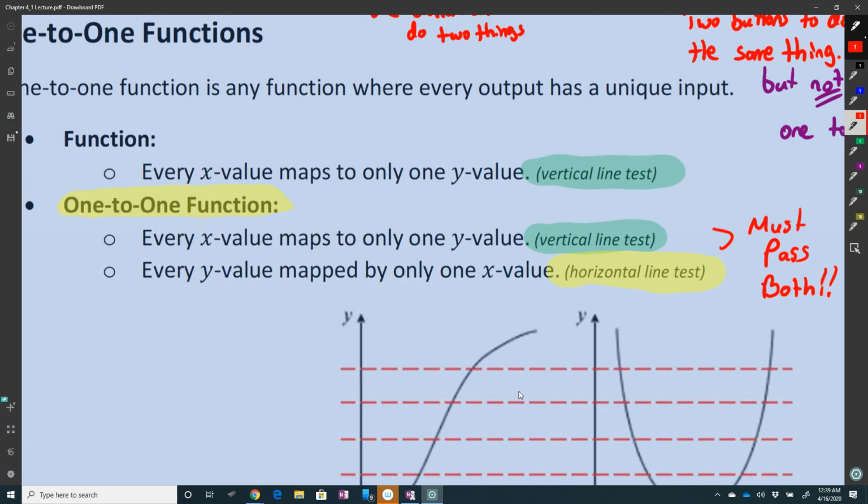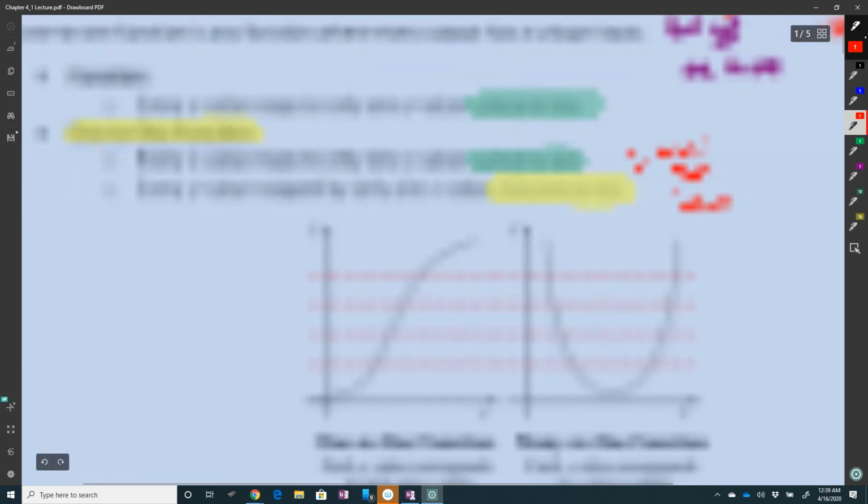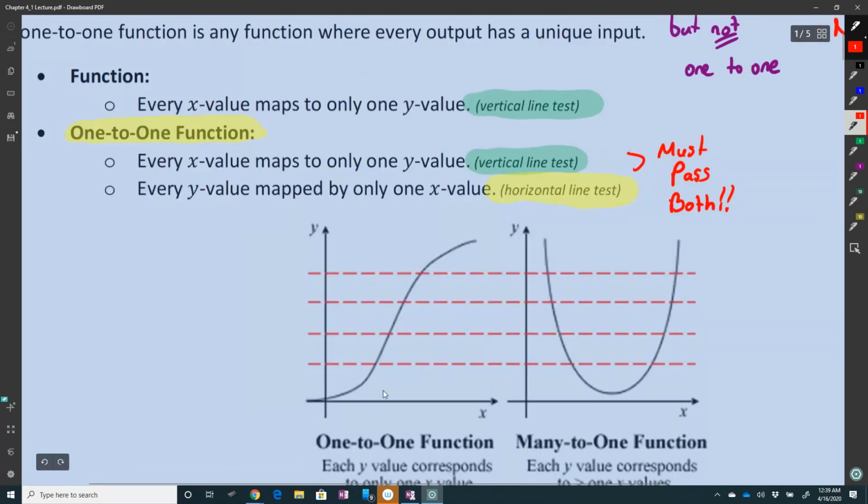All right. And so here's just a quick example. A one-to-one function, notice that it passes the vertical and it passes the horizontal, whereas a parabola would not pass the horizontal line test, and this is not one-to-one. All right. So going back to Desmos.